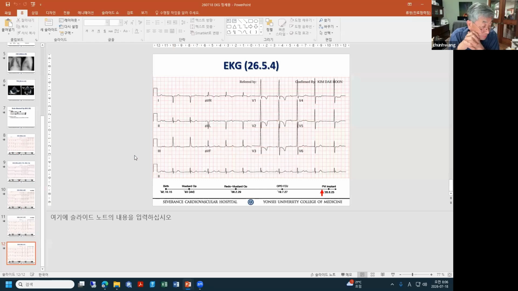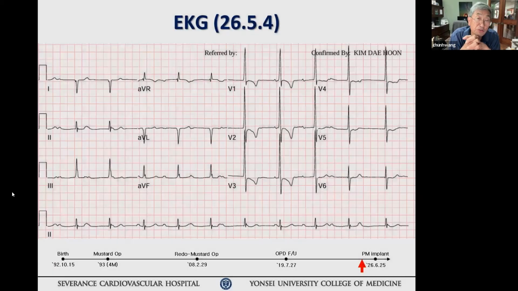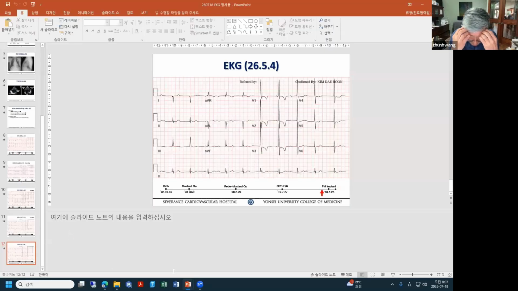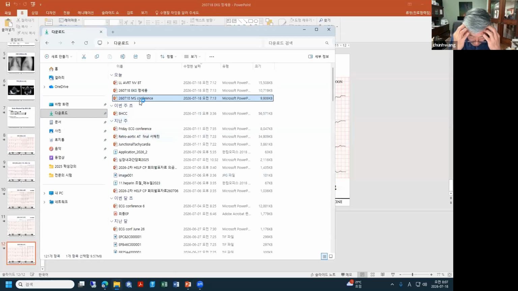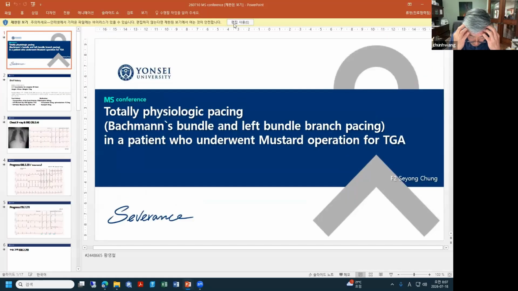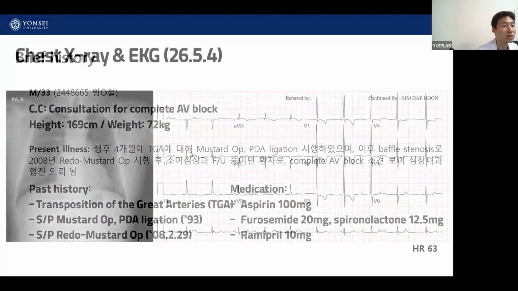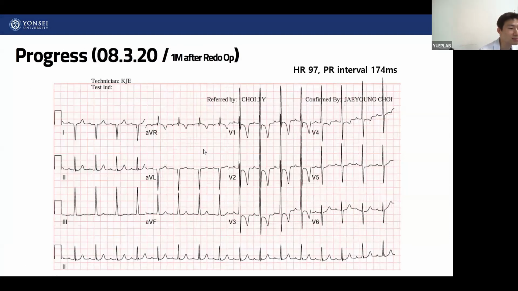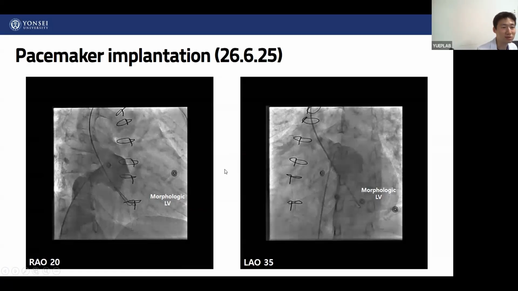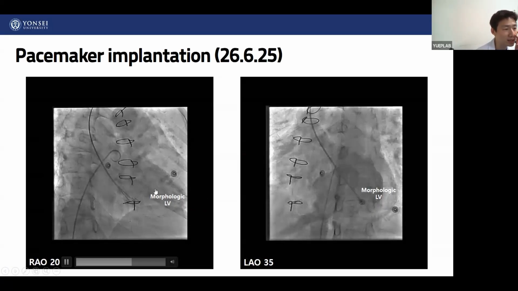Quick question for you. Did you use any special technique that you would advise our fellows to use to put a Bachmann bundle pacemaker in this patient? I will show you. Oh, you prepared. This is from last week's conference, so I presented it here with Professor Rock. I will quickly go through it.